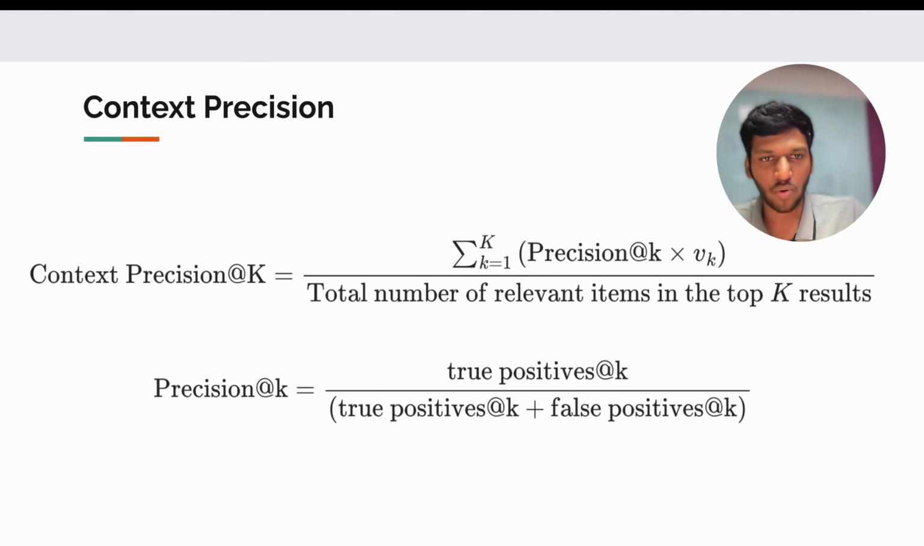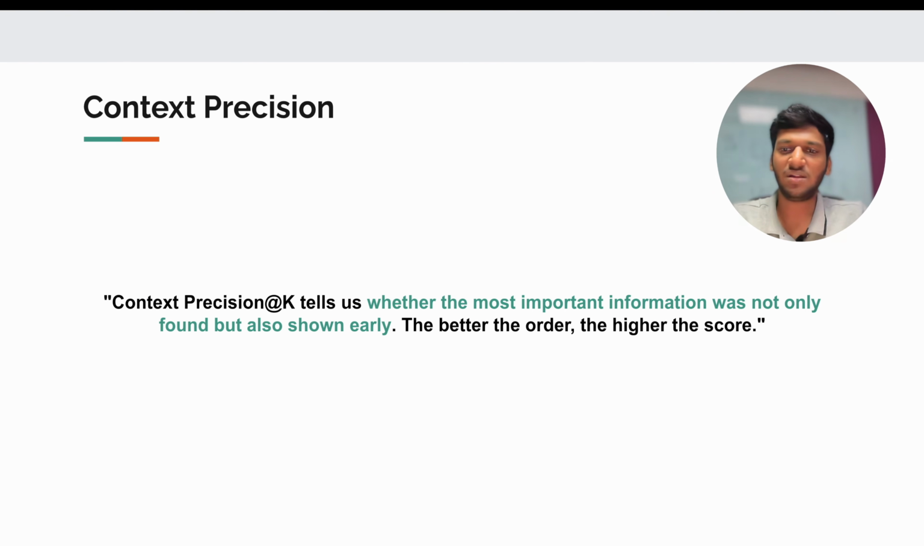This is the formula. Now you can make sense of the formula, I guess. What are we going to understand from context precision? Context precision at k tells us whether the most important information was not only found but also shown early or not. The better the order, the higher the score. It doesn't matter whether 3 chunks are relevant or 2 chunks are relevant. Is the order at the top? It also matters how many chunks are relevant, but the order also matters here, is the important thing we are going to see.